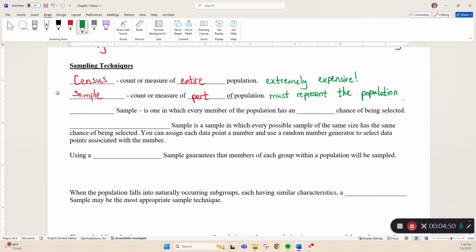Anyways, on a serious note, we got to represent the whole population. We have to sample everybody. So we're going to talk about some ways to do that. One way is a random sample. A random sample is one in which every member of a population has an equal chance of being selected. In other words, you and I have the same chance of being picked.